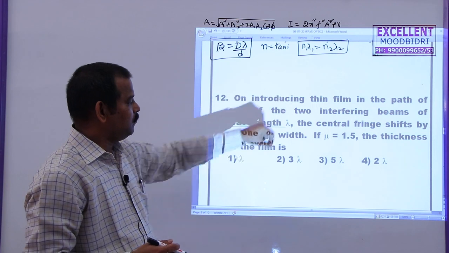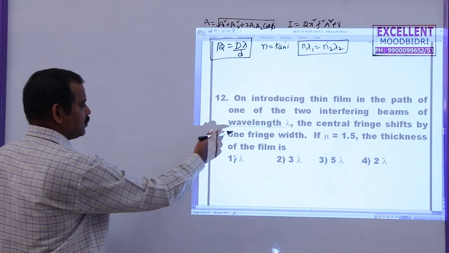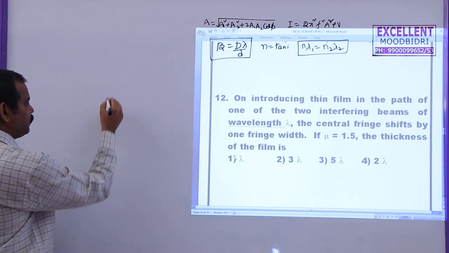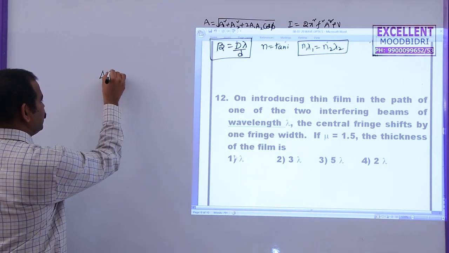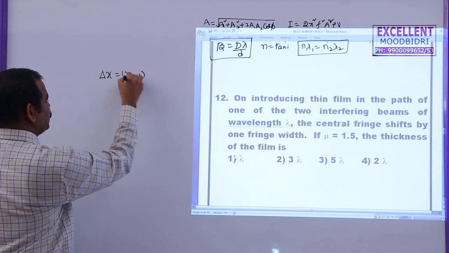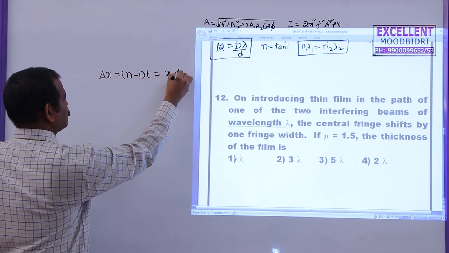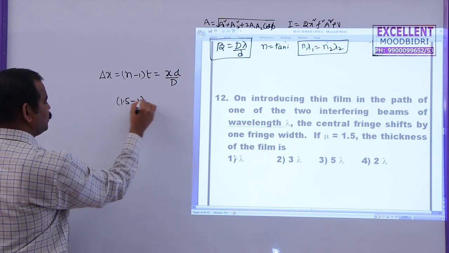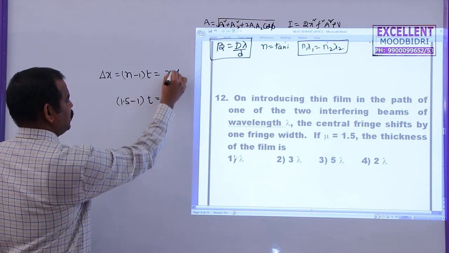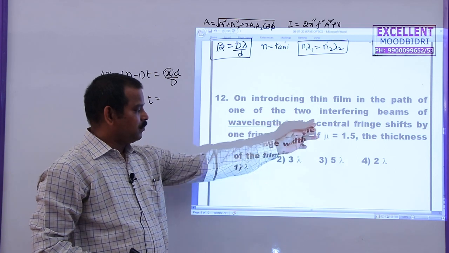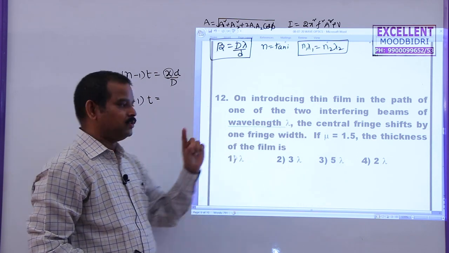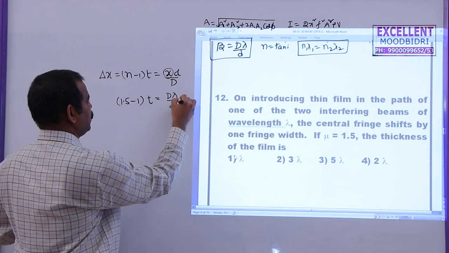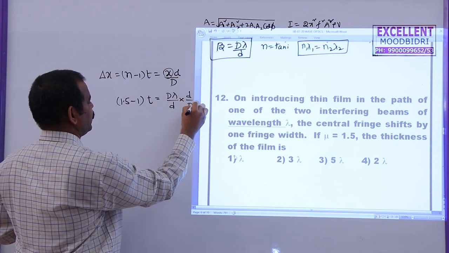Using a thin film in the path of one of the two interfering beams of wavelength lambda, the central fringe shifts by one fringe. What is the thickness of the film? We already solved a problem similar to this one. Path difference is equal to n minus 1 into t, which is equal to x d by D. Here n is equal to 1.5, so n minus 1 into the thickness of this film is equal to x. The central fringe is shifted by one fringe, so one fringe is the x value here, which is equal to D lambda by d, into d by D.